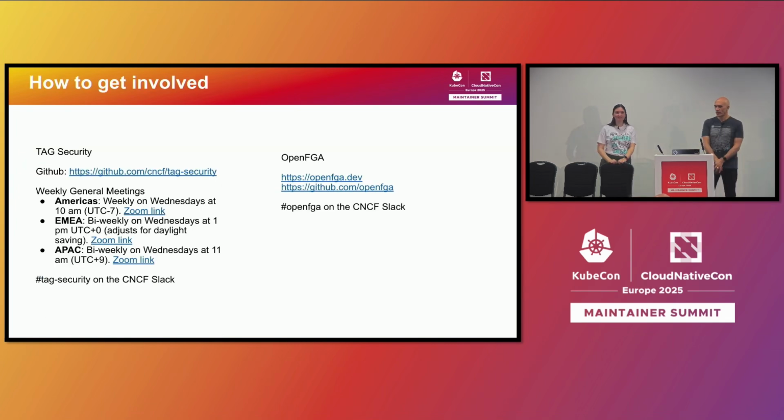And finally, how to get involved with both TAG Security as well as OpenFGA. So the main way to find us is on GitHub or on the CNCF Slack. We also have community meetings in 3 different time zone areas. The EMEA and APAC ones are bi-weekly, and the Americas one is weekly, so that second one is probably most relevant for this European audience, but really any time zone that you're available at, everyone's welcome.